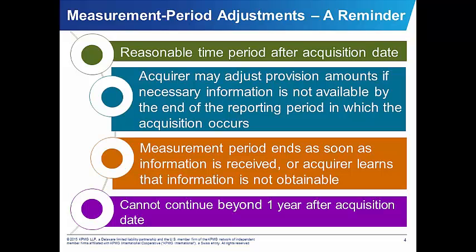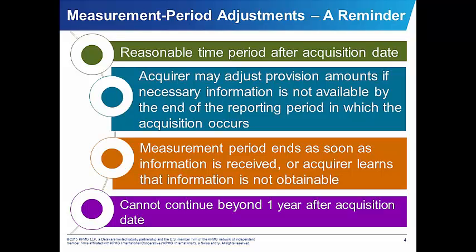For example, entities may have to record provisional amounts related to a business combination if appraisals are required to determine the fair value of the tangible and intangible assets acquired, and the appraisals aren't available by the time the financial statements are issued. This scenario is fairly common when a business combination is consummated near the end of the acquirer's reporting period. It's also important to note that the measurement period ends as soon as the acquirer receives the necessary information or learns that more information is not obtainable. In any case, the measurement period can't continue for more than 1 year from the acquisition date.